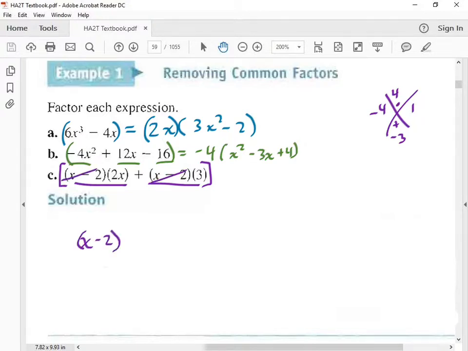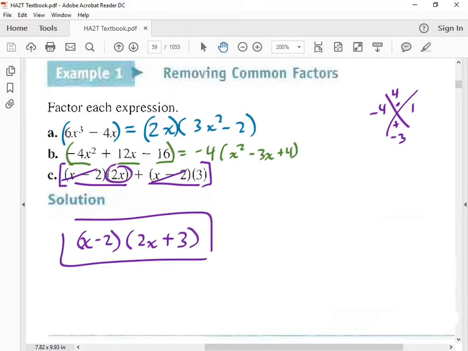But then what's left over? 2x. There's a 2x, so I write 2x, and then plus, and then what? And then the 3. So I write 3. And that's it for that guy. That's how you take out common factors when factoring.